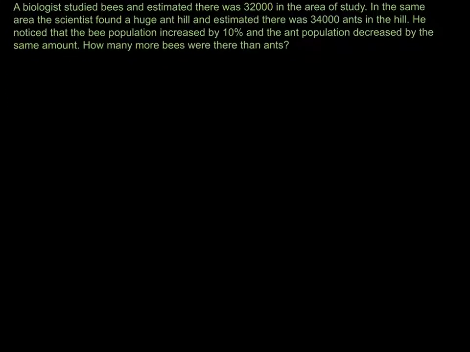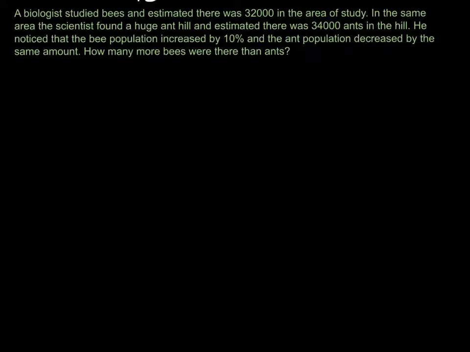Again, with a similar one to what we did on the last slide, we now have a biologist that's studying ants and bees. So again, setting up a table in a sense is kind of what we're doing. It may not look like a table, but it kind of is as we go through this. We notice that we increase our bee population, we decrease our ant population. So we have a total of 32,000 bees, and we have 34,000 ants.